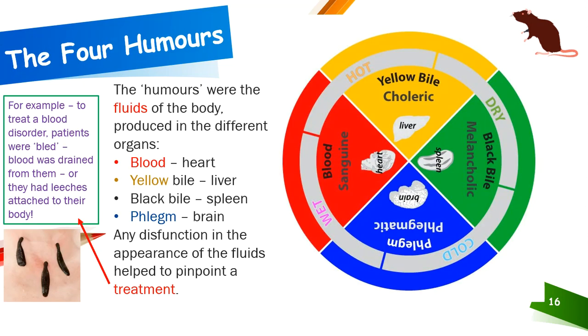So what are the 4 humours? The humours were the fluids of the body produced in the different organs: blood in the heart, yellow bile, liver, black bile, spleen, and phlegm in the brain. Any dysfunction or problem in the appearance of the fluids helped to pinpoint a treatment. For example, in the box there, to treat a blood disorder, patients were bled, blood was drained from them, or they had leeches attached to their body.